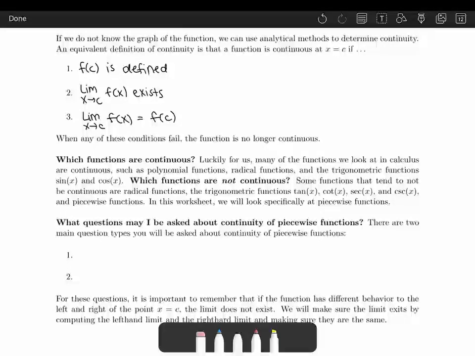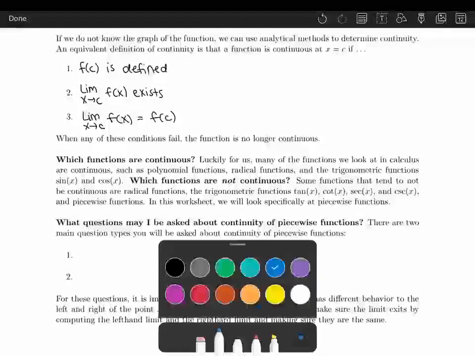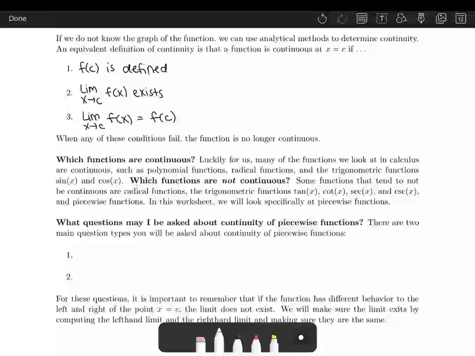So radical functions, which should say rational functions. Let me fix that there. That's going to be corrected on your worksheet. So this is going to be rational functions. Rational functions are just going to be quotients of other functions. There's a video on rational functions at the same place you found this one if you need a refresher there.